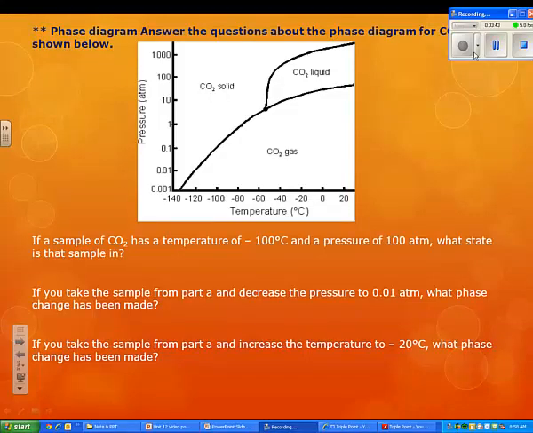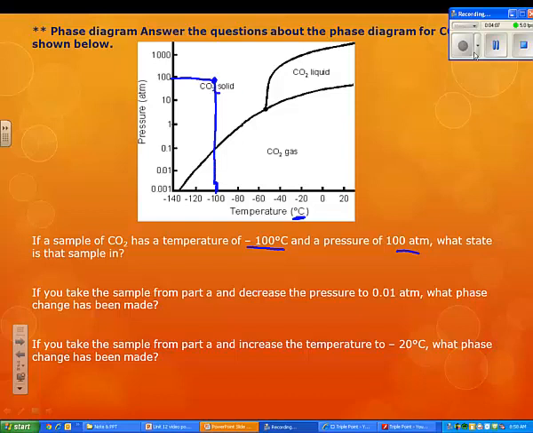Alright, so let's get into how you actually read this. A sample of CO2, this is the phase diagram of CO2, has a temperature of negative 100 degrees Celsius, so you find the temperature down here at the bottom. Negative 100 is right here, and a pressure of 100 atmospheres. So 100 atmospheres would be right here. What state is the sample in? So you just match them up. Go up, and you meet it right there.